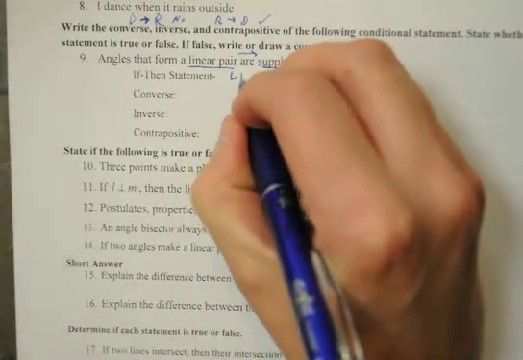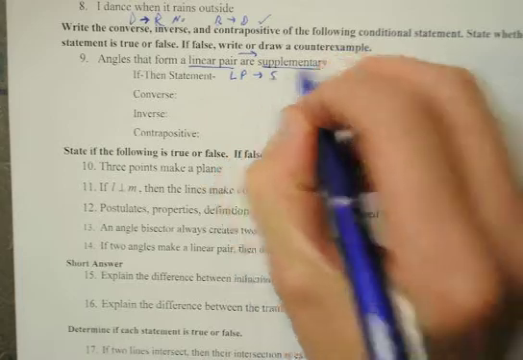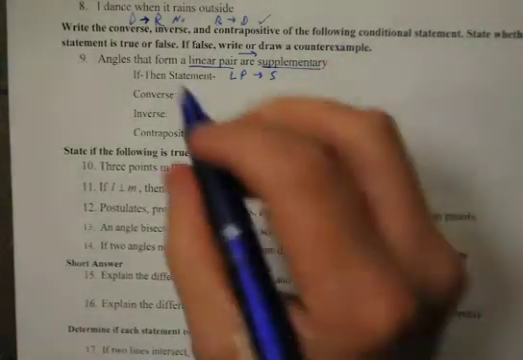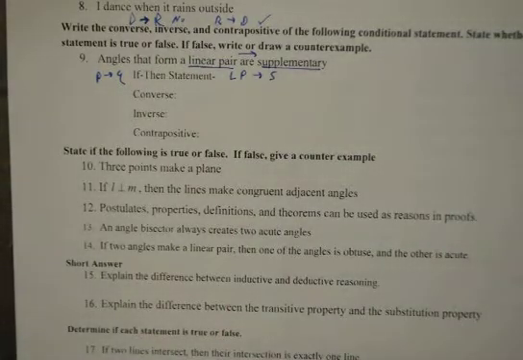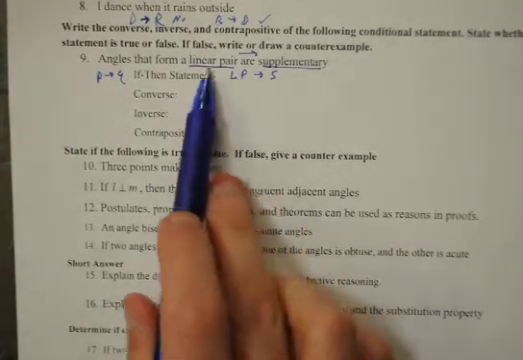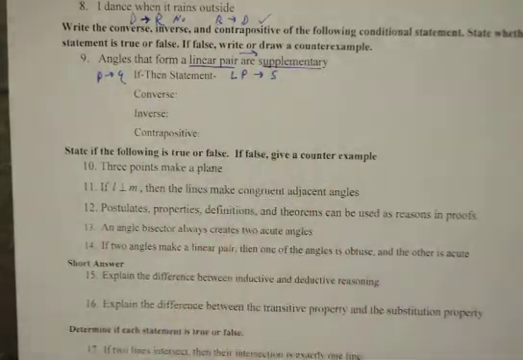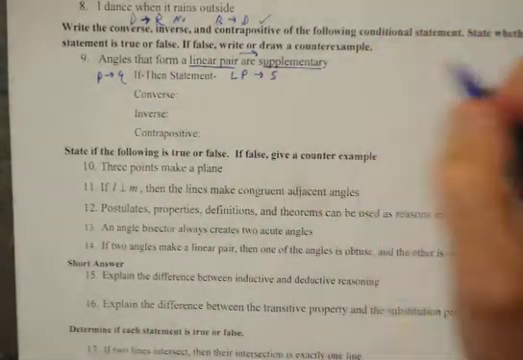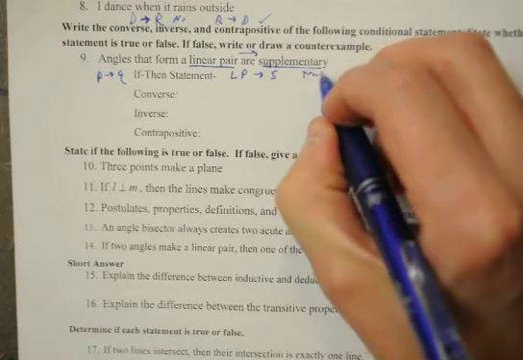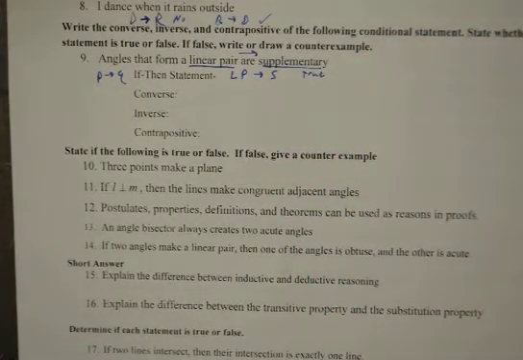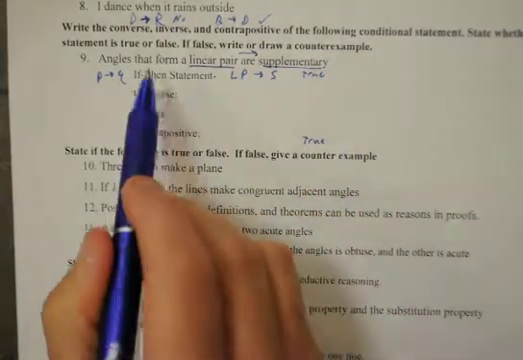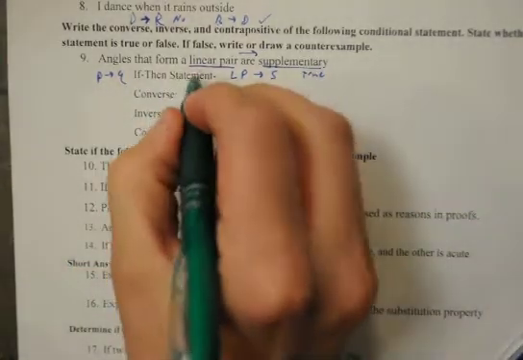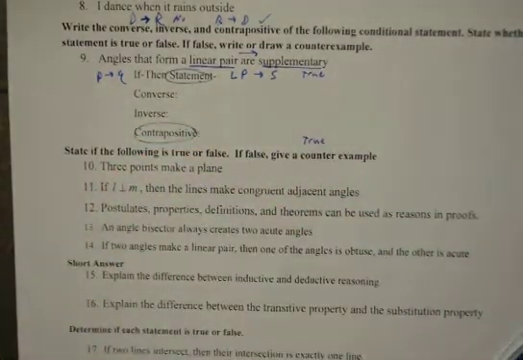It's saying that a linear pair implies supplementary. So this is like P implies Q. In this case, the P is linear pair and the Q is supplementary. So linear pair implies supplementary. That's true. Now, I know that this one is automatically going to be true because the statement and the contrapositive are always the same. They're logically equivalent, it's called.